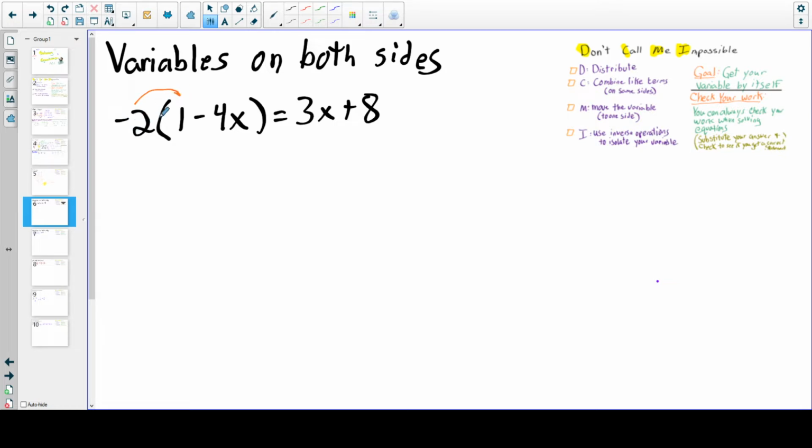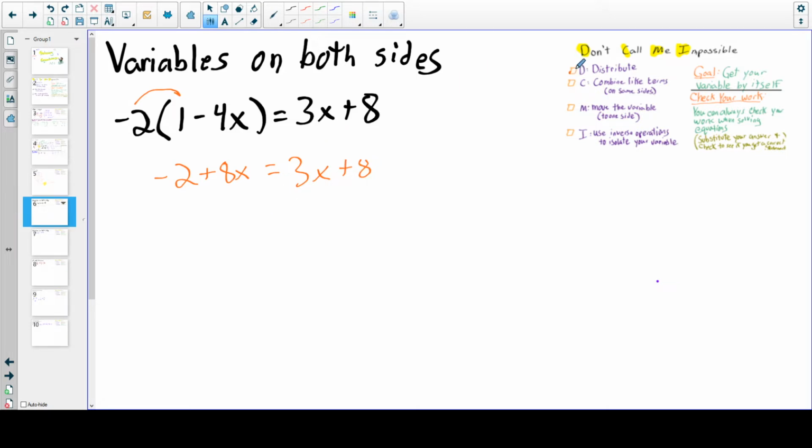So negative 2 times 1 is negative 2. Negative 2 times negative 4x. And again, don't be a hero. Use your calculator if you don't know. A negative times a negative is a positive. 2 times 4 is 8. So I'm left with negative 2 plus 8x equals 3x plus 8.